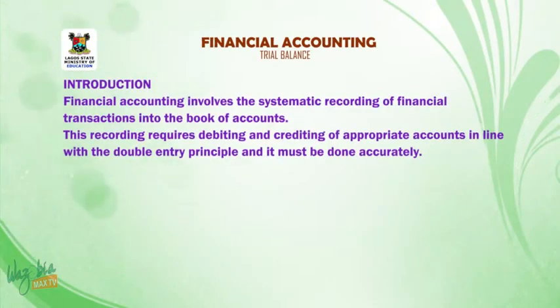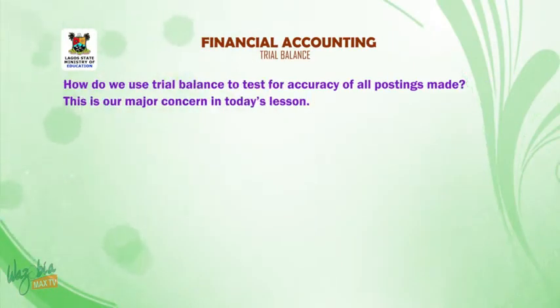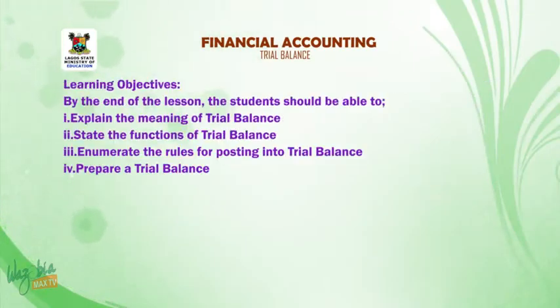Financial accounting involves the systematic recording of financial transactions into the books of accounts. This recording requires debiting and crediting of appropriate accounts in line with the double entry principle, and it must be done accurately. Therefore, to test the arithmetical accuracy of all posting made into various ledgers, trial balance is required to perform this function. How do we use trial balance to test for accuracy of all posting made? This is our major concern in today's lesson, learning objective.